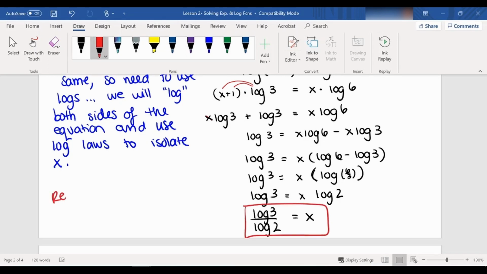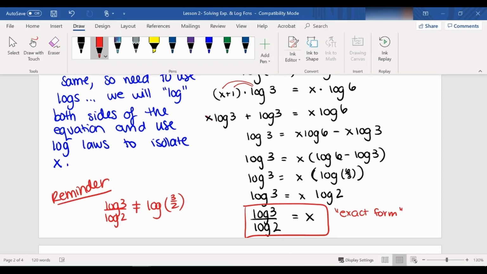Okay, again, a reminder, log 3 over log 2 is not the same as log of 3 over 2. Those are not equal. You have log 3 divided by log 2. That's the best you can do. You cannot simplify. Some questions will ask you to figure out what this is to the nearest decimal. You can plug that into your calculator as log 3 divided by log 2 and actually get a number answer, a decimal answer. This would be considered exact form. And most questions will ask you to leave it like this.